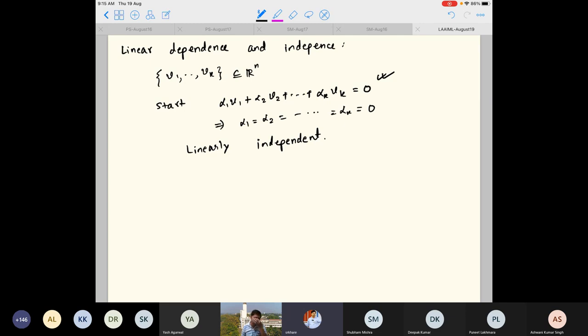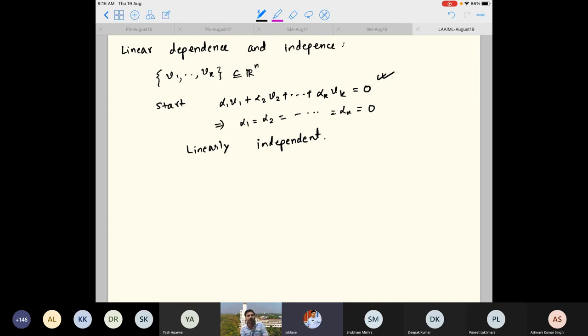And linear dependence, the way people define it, is that a set which is not linearly independent is dependent. That means that you will have such a linear combination alpha 1 v1 plus alpha 2 v2 plus alpha k vk is equal to 0, but that does not necessarily mean that all the alphas are 0. That is something that is really very important. So some of the alphas will be not equal to 0.